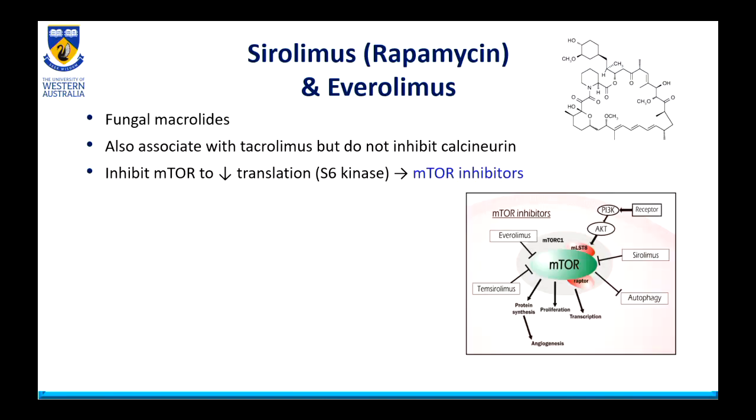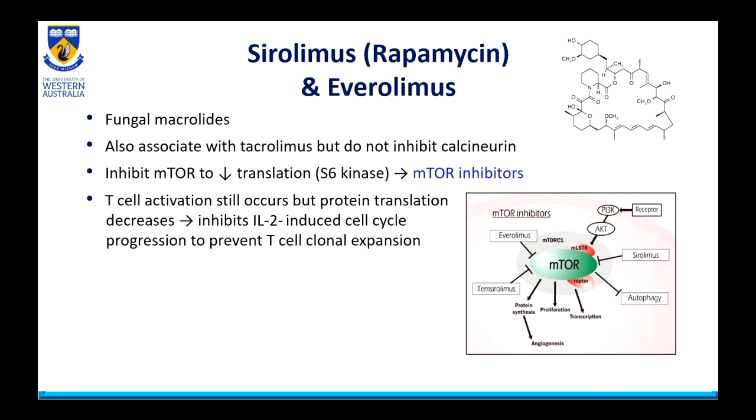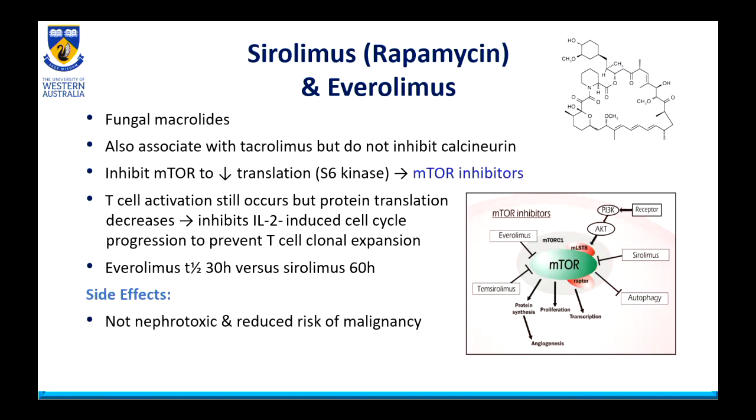So just showing the mTOR pathway. T cell activation still occurs, but protein translation decreases. So it inhibits IL-2 induced cell cycle progression to prevent T cell clonal expansion. So T cells can't proliferate. Everolimus has a half-life of 30 hours, sirolimus has a half-life of 60 hours. But they have side effects. Again, they don't affect the kidney, and they do have reduced risk of malignancy, which is good, but they're dose-dependent. You get a dose-dependent increase in cholesterol and triglycerides, so that has to be taken into consideration. And it also can still cause myelosuppression.